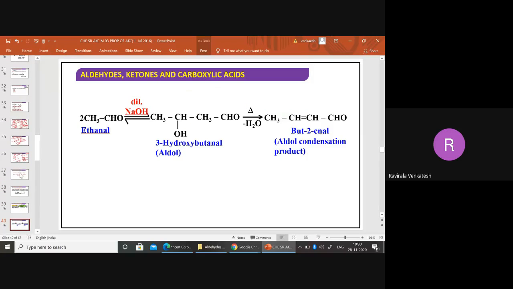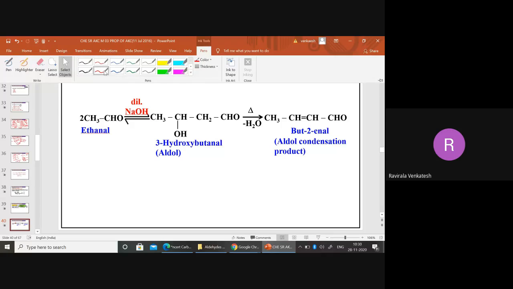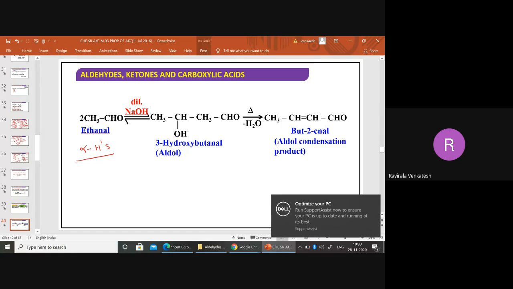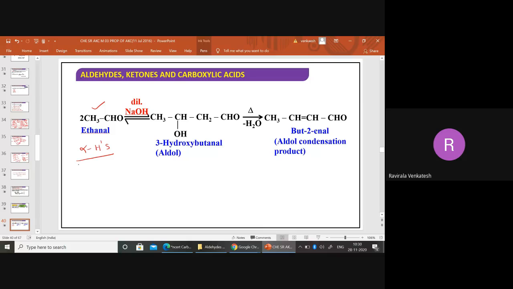First, I'll go for the Aldol reaction here. Aldol reactions are taken by whom? Only carbonyl compounds, both aldehydes and ketones, which have alpha hydrogens. If you don't have alpha hydrogens, the Aldol reaction does not take place. It undergoes the Aldol reaction because it has an alpha hydrogen. Understood? This point is important before going to the Aldol reaction. The condition is having alpha hydrogens.